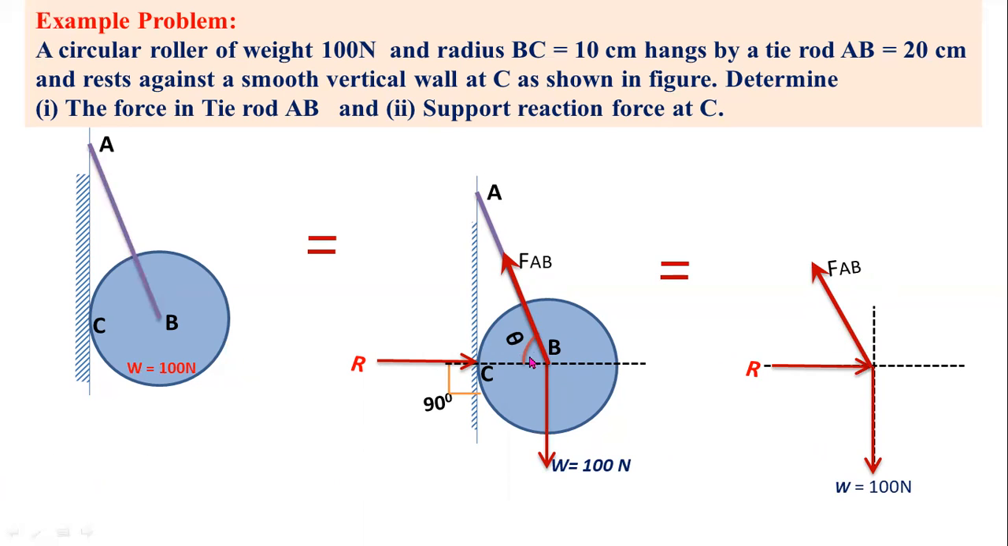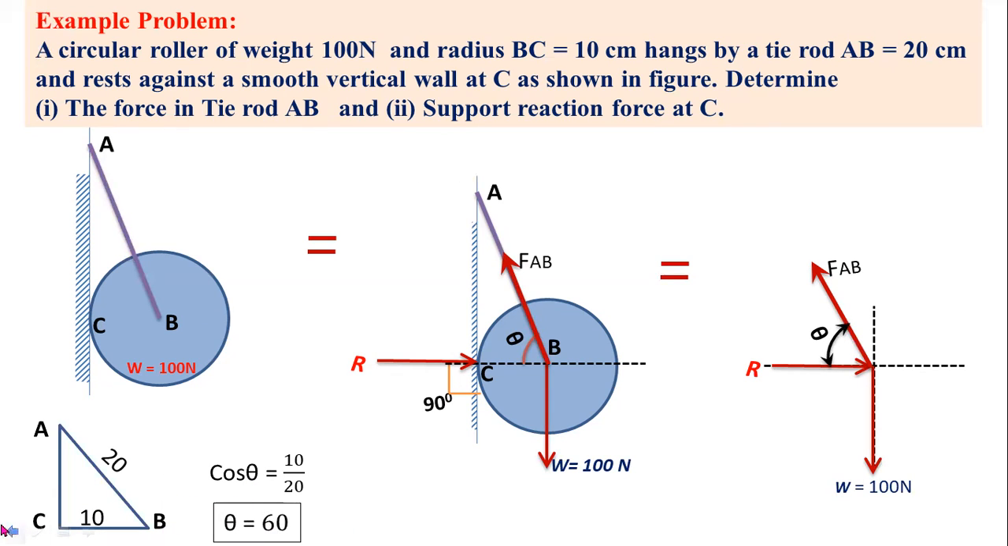It makes an angle theta with respect to the horizontal. Now from the given data you have to find out the value of theta. Already we know that the radius BC equal to 10 centimeters and AB equal to 20 centimeters. So you have to consider triangle ABC for determining the value of theta. Here the length of AB equal to 20 centimeters and the length of BC equal to radius equal to 10 centimeters.